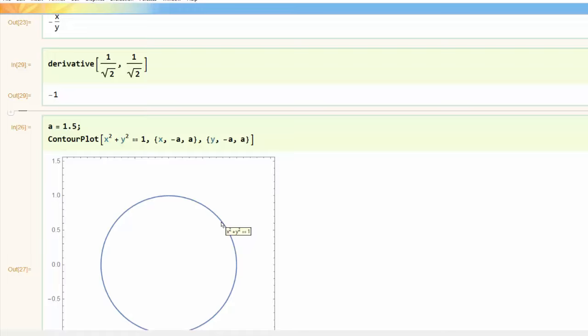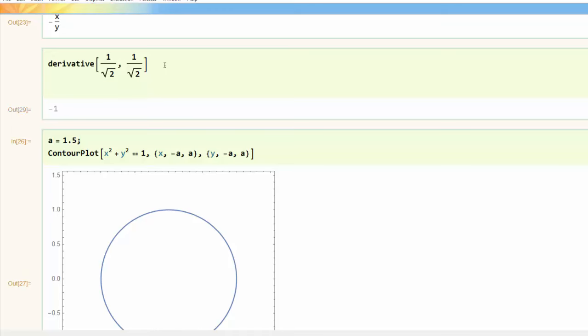Now, if I really wanted to verify that, another thing I could do that we've done before is I could actually plot the tangent line at that point. So how would I do that? Well, let's see. The equation for a line in point slope form would be y minus y sub naught, double equal sign in Mathematica, the slope times x minus x sub naught. So that's my general equation.